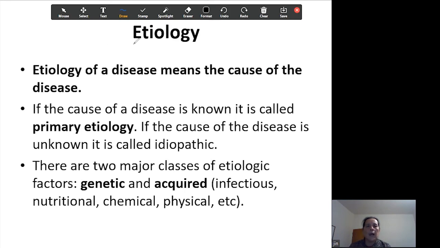So first, we talk about etiology. Etiology means what caused the illness, the reason for the illness. There are a lot of reasons for illness, which we separate into two main big categories. We say the illness may be caused by genetic reasons, and may be caused by other reasons, or we can think of them as environmental reasons.